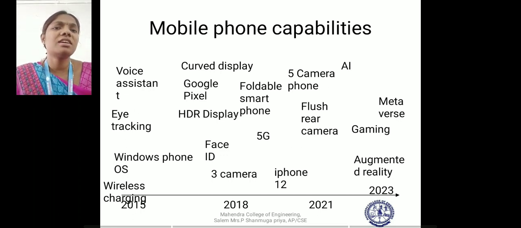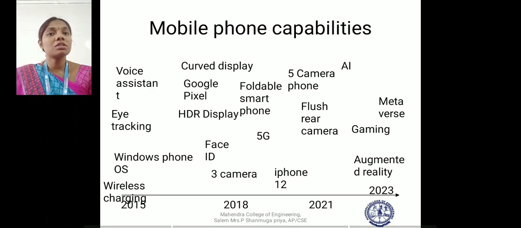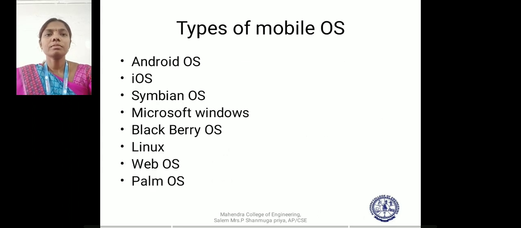As you can see here, voice assistant, eye tracking, Windows Phone OS, wireless charging, HDR display, Face ID, 3D cameras, Google Pixel, curved display, 5 camera phone, foldable smartphones, 5G, iPhone 12, rear camera, flash rear camera, gaming, augmented reality, metaverse. These are all some of the features provided by the mobile operating system nowadays.